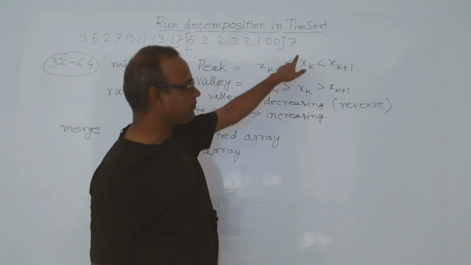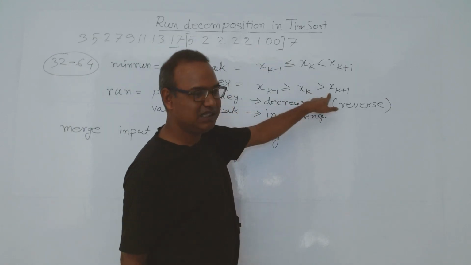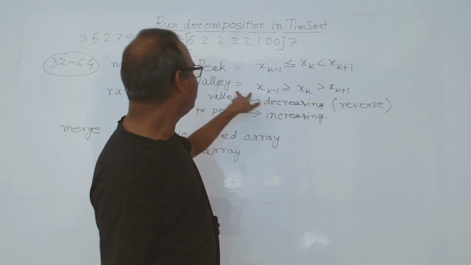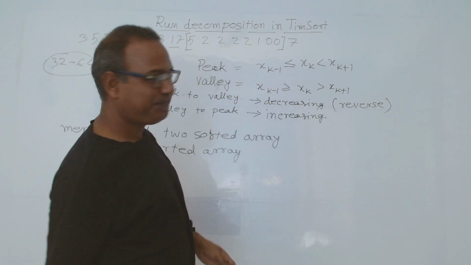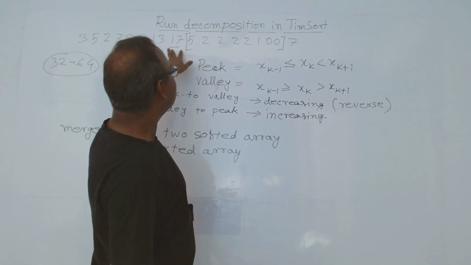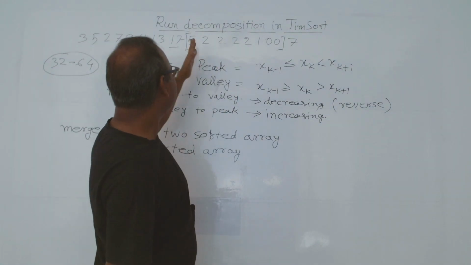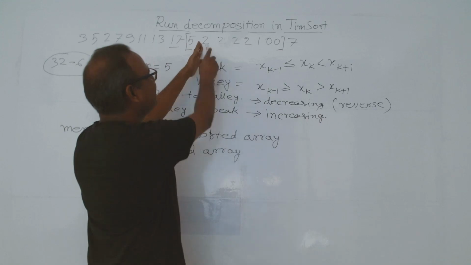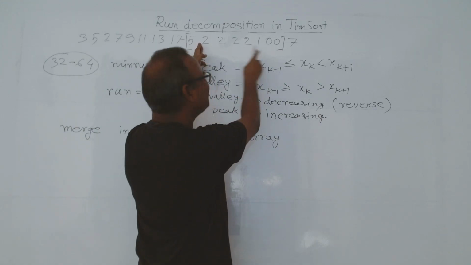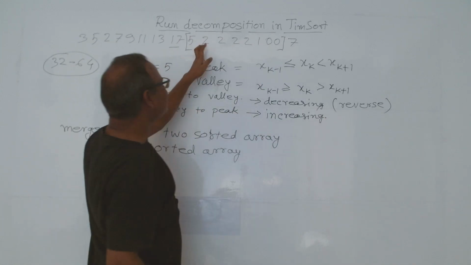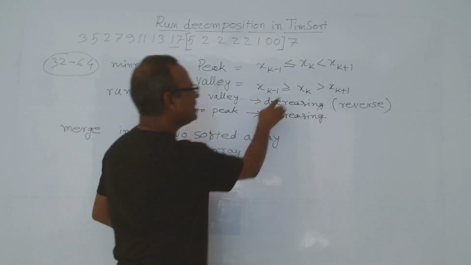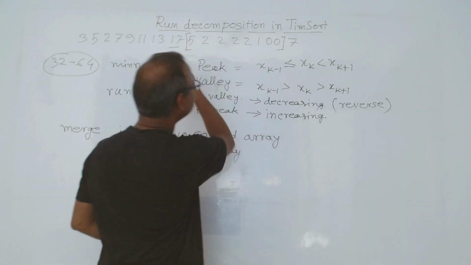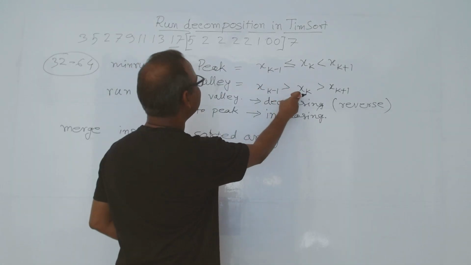So the definition of valley should also be changed. What should be the definition of valley? Because it is a decreasing sequence, if we stop the valley here, then we will get the increasing sequence later. So the definition of valley should be changed here. In valley we will put xk minus 1 greater than or equal to xk.